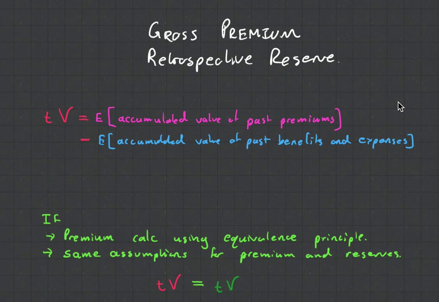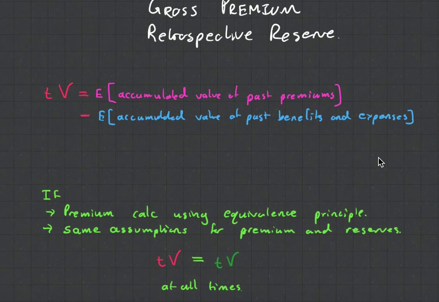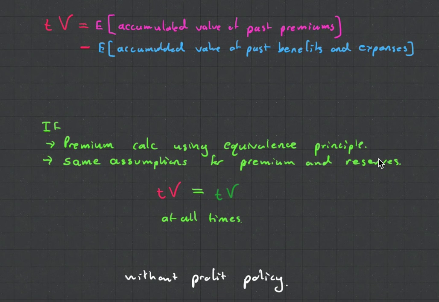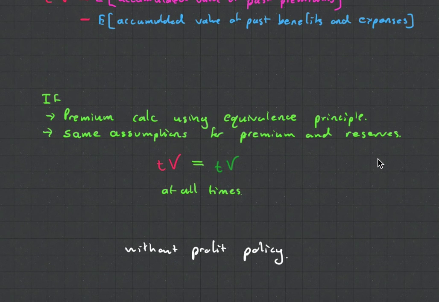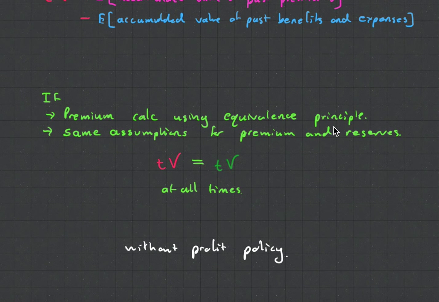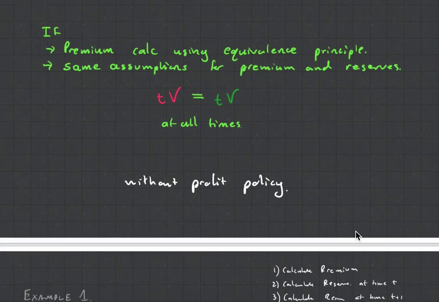Reserves can also be calculated retrospectively, and in this case what you do is the expected accumulated value of past premiums minus the expected accumulated value of past benefits and expenses. Now, if the premiums are calculated using the equivalence principle and the same set of assumptions are used for premiums and reserves, then your prospective and your retrospective reserves will be equal at all times.